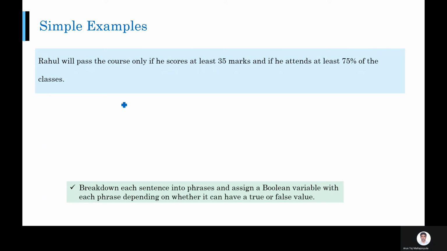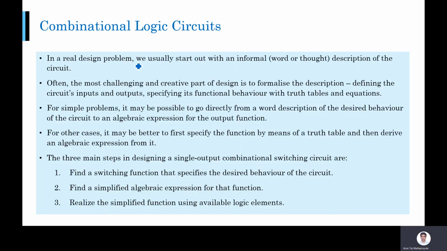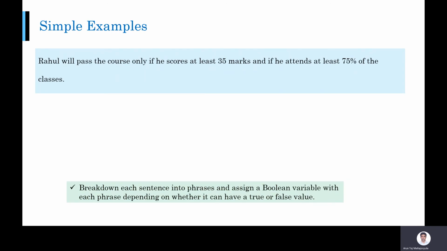So what do you do here? This is what I was referring to when I said that in a real design problem, we usually start out with an informal description of the circuit, and the challenging and creative part is to formalize the description. Of course, this is a very simple statement, just to illustrate the idea. What you do here is break down each sentence into phrases and assign a Boolean variable to each phrase, depending on whether it can have a true or false value. So let me break down the sentence into phrases. Rahul will pass the course. That is one phrase.